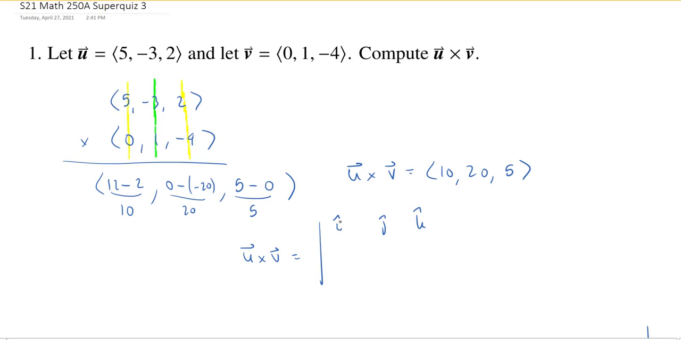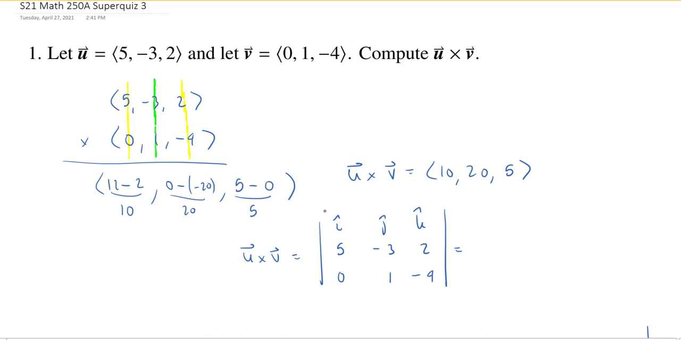Then I'll put u into the middle row. So that'll be 5, negative 3, 2, and I'll put v into the bottom row. So 0, 1, negative 4. And I'll compute the determinant. So when I compute the determinant, we'll say I want to get the i component. That's going to be everything multiplied by i.